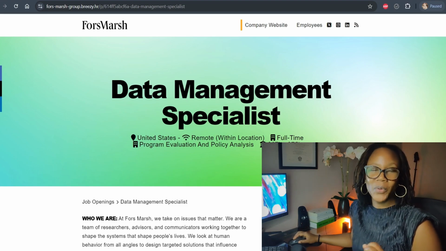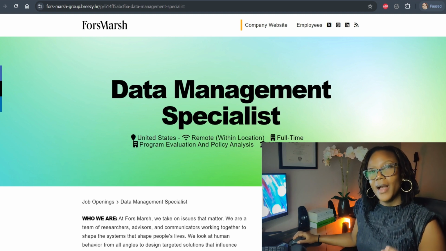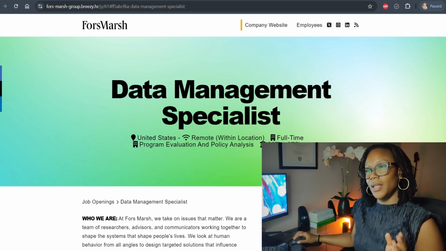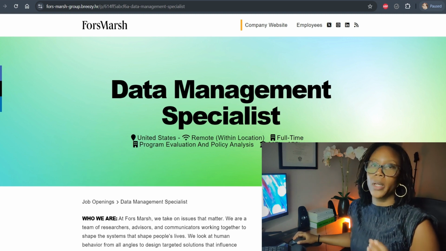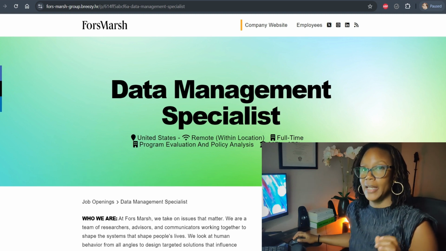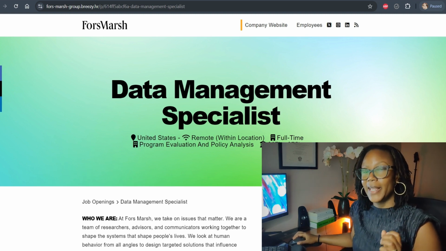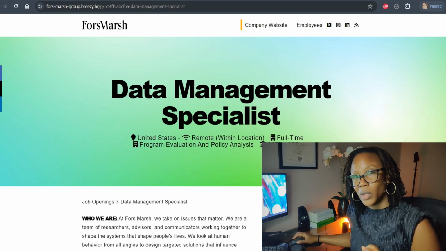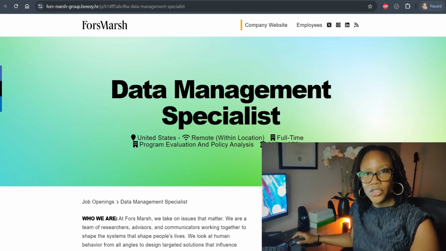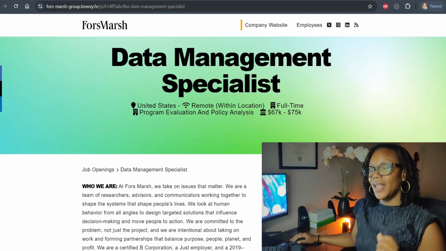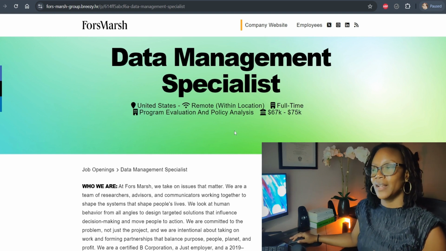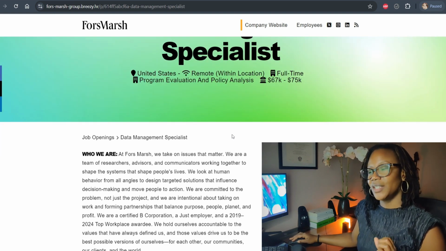And for my people who are interested in data analysis, I found a data management specialist position. This company, Forest Marsh, works with government agencies. Now, a lot of the jobs on their website require an active security clearance, but I kept digging and I think I found one that will be open to the public for you. Reach out to them if you have questions, if you're not sure that you can apply. This job is remote. It is paying $67,000 to $75,000. It is a full-time position, no contract.